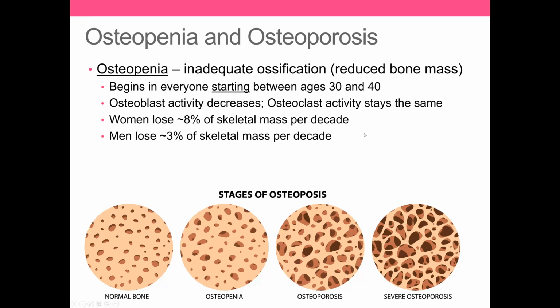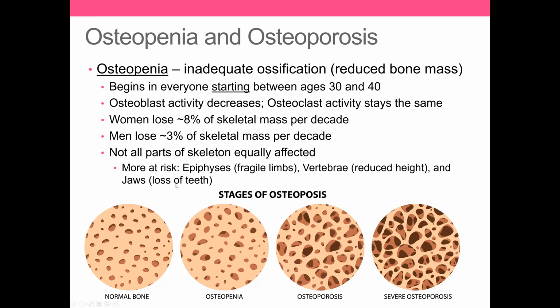Women lose about 8% of their skeletal mass per decade, and men lose about 3% of their skeletal mass per decade. And again, osteopenia is the normal part of aging. So you can see down here normal bone, and then the osteopenic bone, where you're getting a little bit less bone. So the bone is not as thick and healthy and strong as it was when you were less than 30. Not all parts of the skeleton are equally affected.